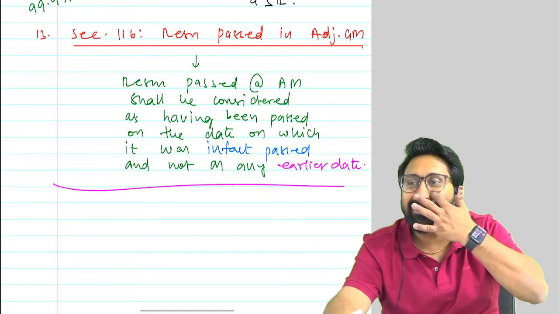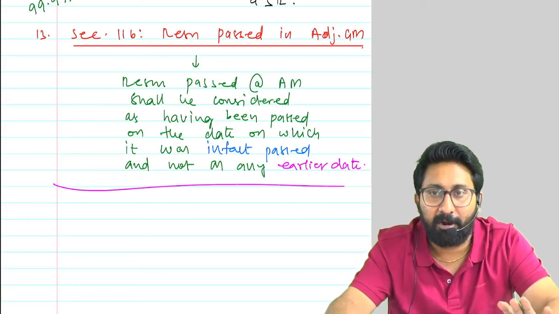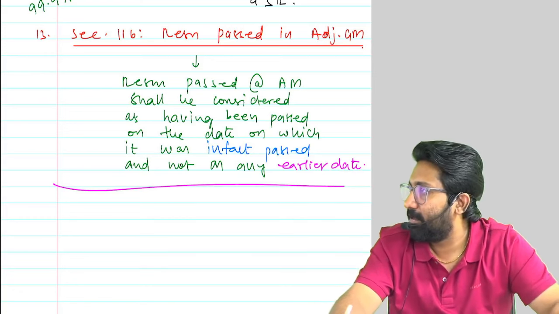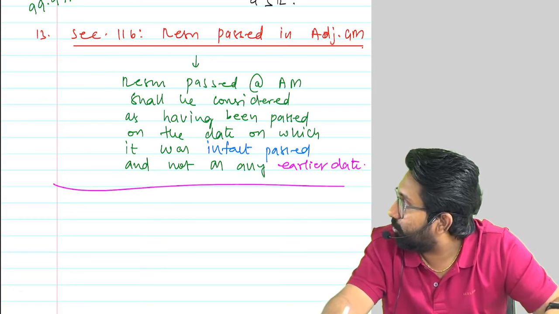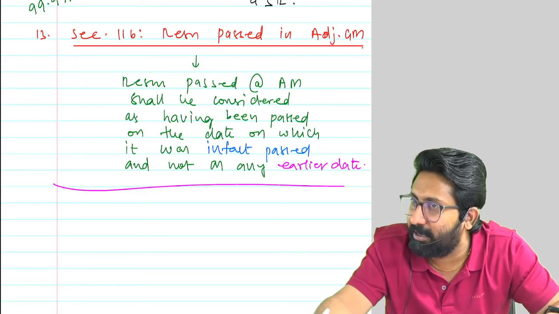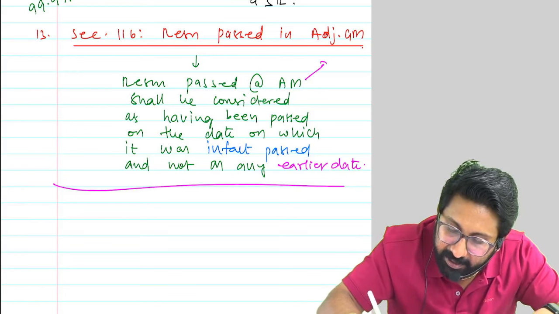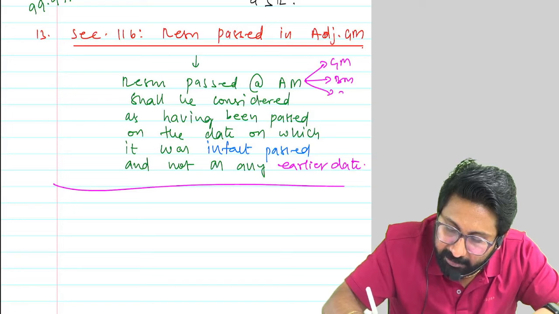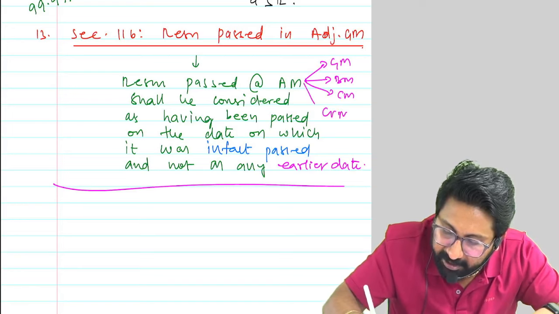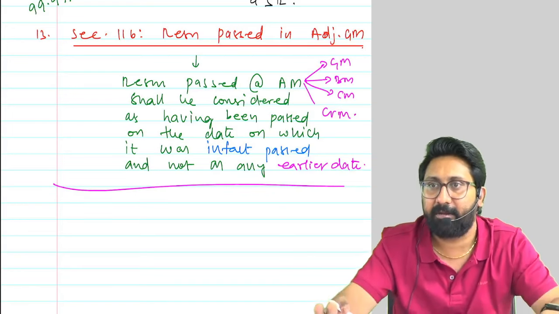If you understand the section, it will take half a minute. The problem is with understanding. Resolution passed. Read the total statement. Resolution passed at adjourned meeting. Sir, when I say adjourned meeting, it can be a general meeting, a board meeting, a committee meeting, a creditor meeting, any adjourned meeting.